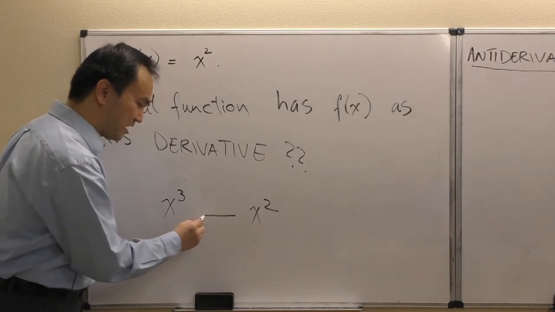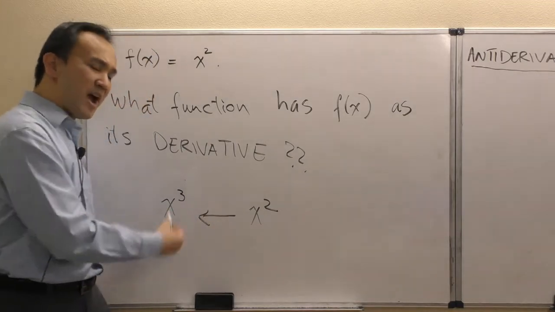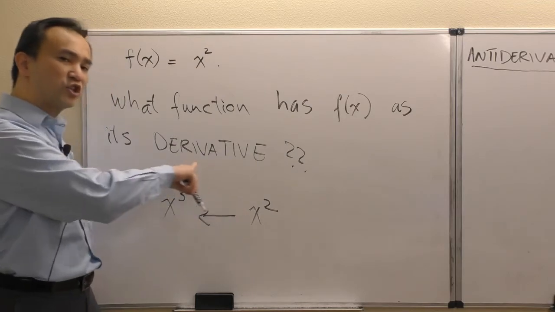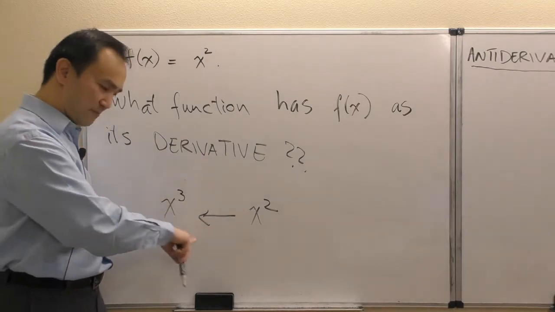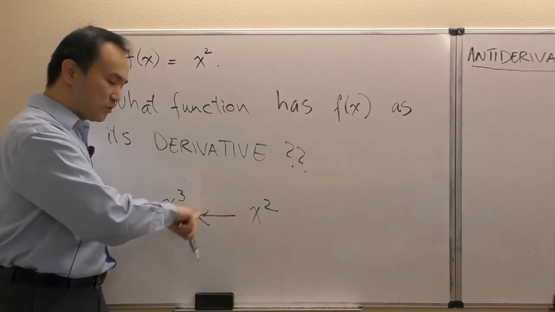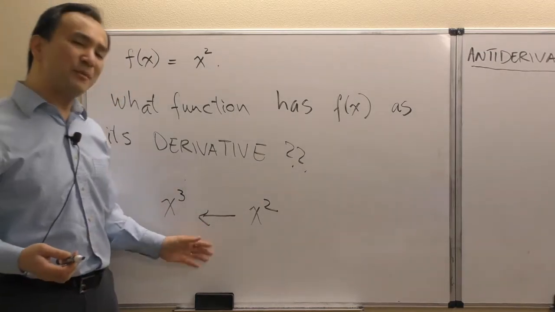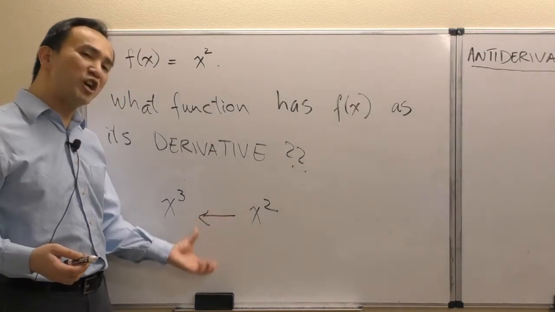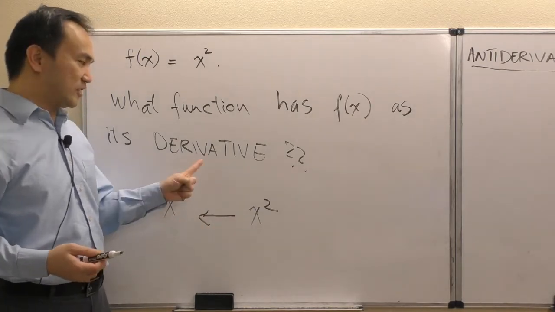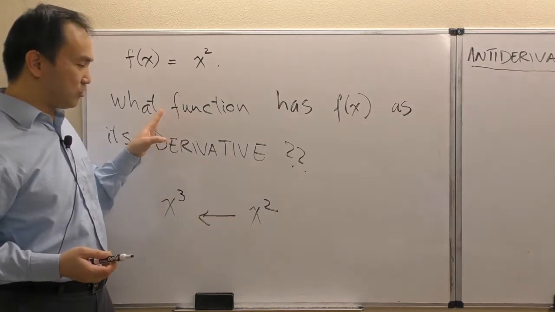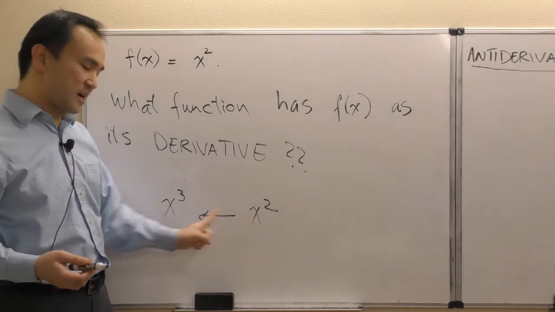So, naturally, if we're going backward, if this is a derivative and we want to search for that function, I'm forced to use this arrow over here. It's not a limit symbol, it's just my own style of indicating that we're searching for an answer. The question is: which function has this x squared as its derivative?